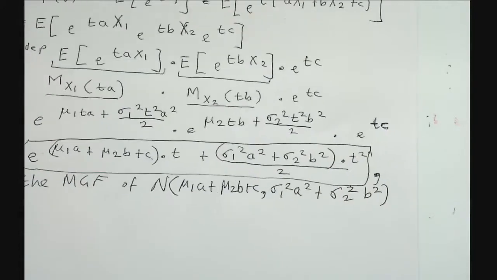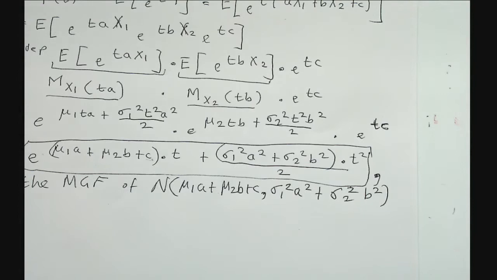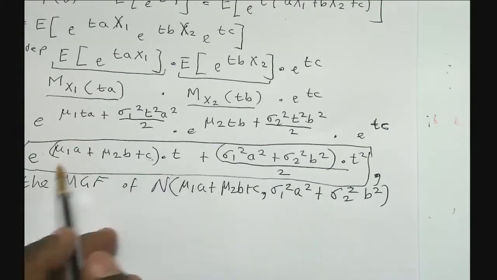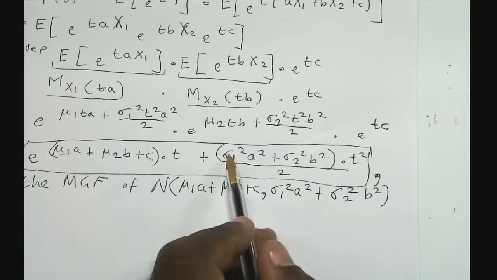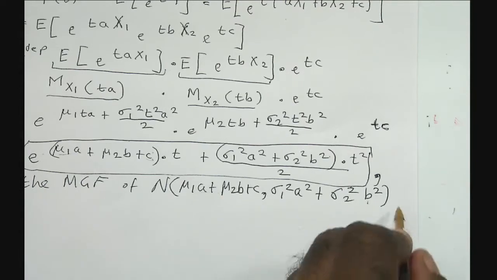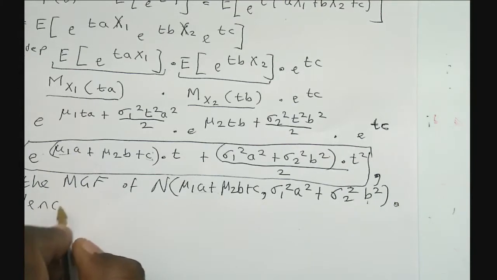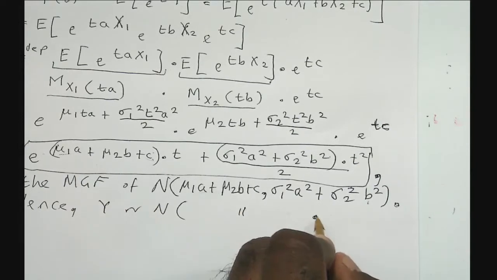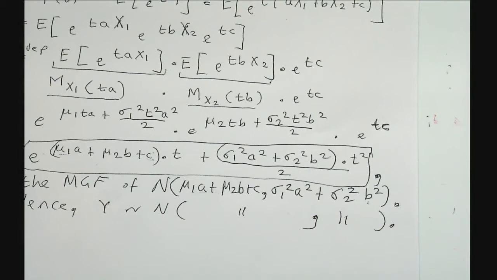Do you follow my reasoning? Because what you have here is precisely of the same form as this, with mu replaced by this expression and sigma squared replaced by this expression, and therefore this whole thing must be the MGF of this, right? And hence y must follow the normal distribution with these parameters. Okay. Is that clear, guys, or not?